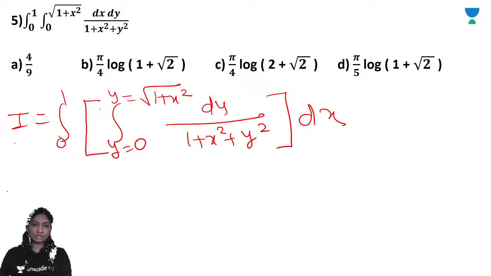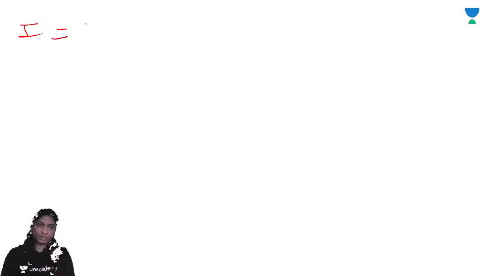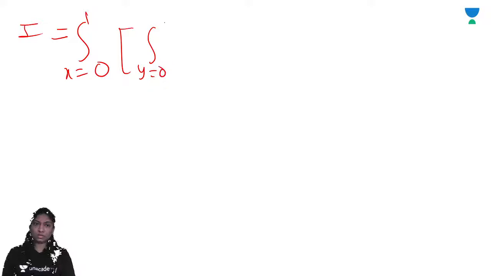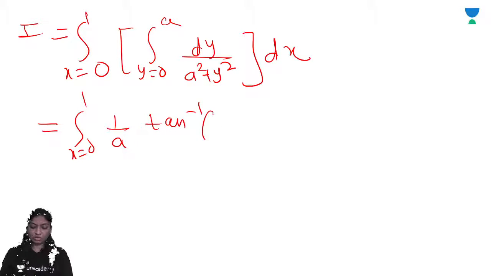Right? So integrating this, I is equal to integral from 0 to 1. So we will use: let 1 plus x square be equal to a square, and root of 1 plus x square is equal to a. So I is equal to integral from x equal to 0 to 1, of integral from 0 to a, dy upon a square plus y square, dx. That gives 1 by a, tan inverse of y by a, from 0 to a dx. Right?